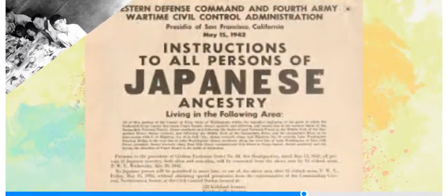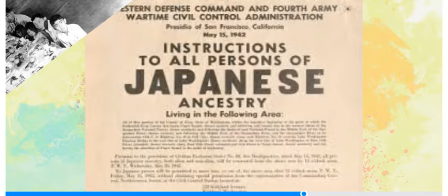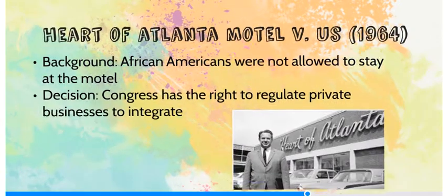All right, so then over here, this is what was hanging on every light pole, every bulletin board in the town. Towns don't really have bulletin boards anymore, but they did in the 40s. So this is what this looks like to all persons of Japanese ancestry living in the following area. This would say literally every neighborhood, they gotta go, which is a very sad and unfortunate time. All right, let's keep it moving.